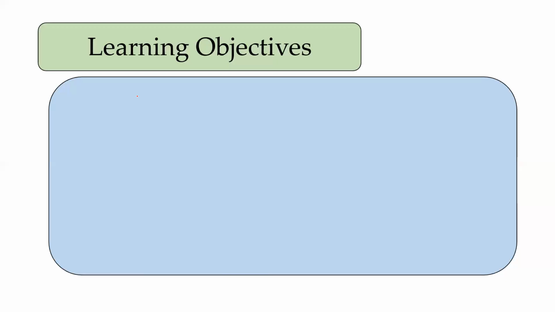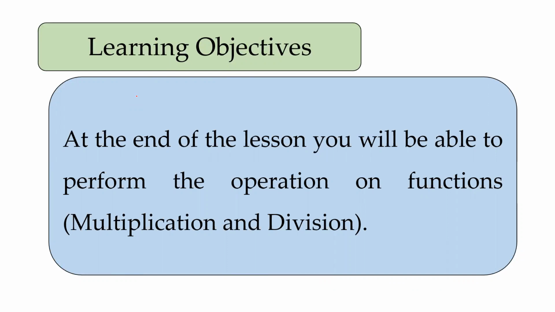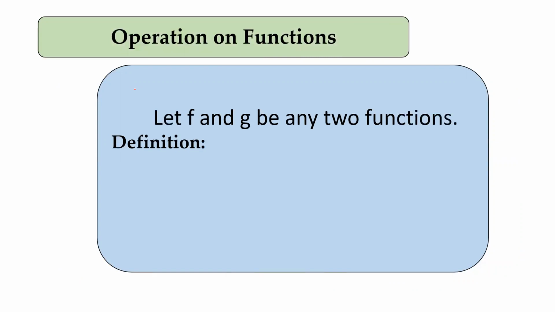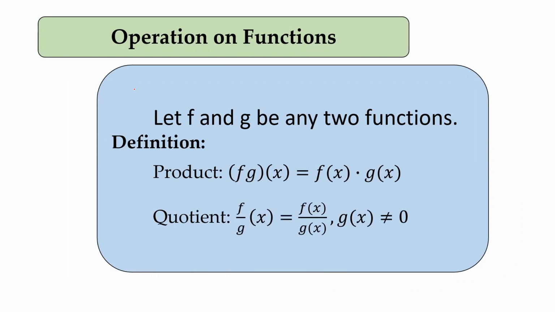Now, the lesson objectives for our lesson 3.2. At the end of the lesson, you will be able to perform the operation of functions, specifically multiplication and division. All right, so we will have the definition of product, or the result of multiplication, and quotient, the result of division. So we will let two functions, first the f and second the g.